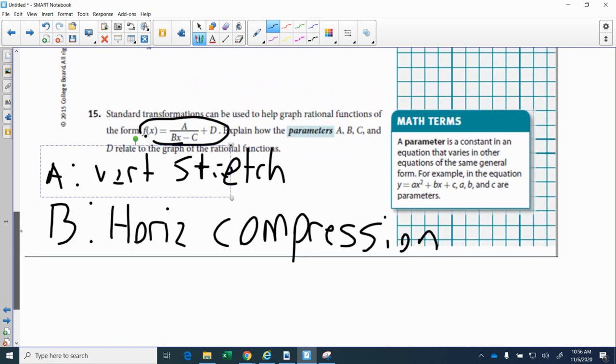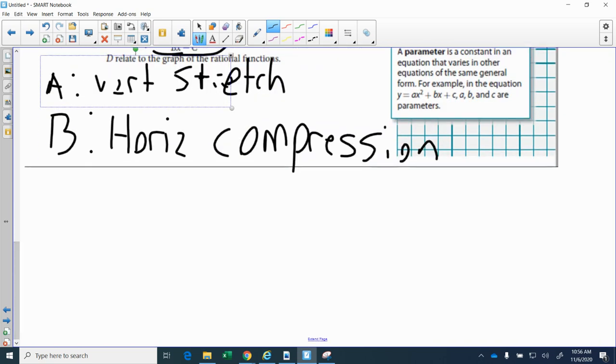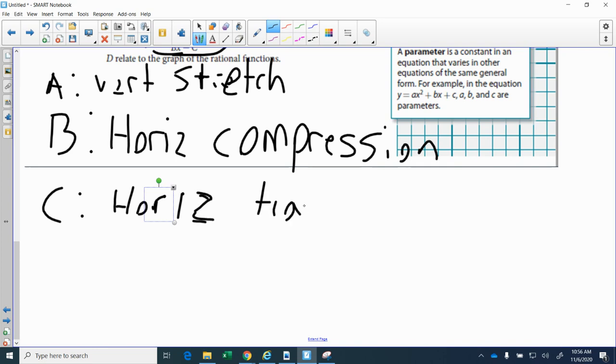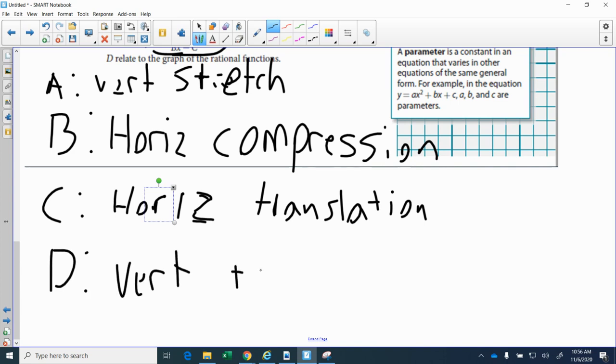And then we have our two values, which are C and D. The C value causes a horizontal translation. And then we have our D value, which causes a vertical translation.